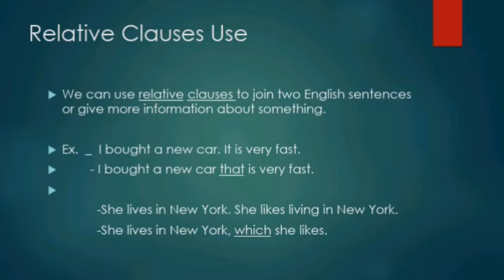I bought a new car. It is very fast. I bought a new car that is very fast. In this example, "that is very fast" is the relative clause.